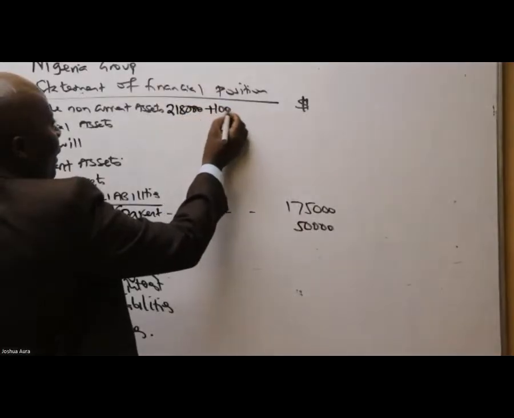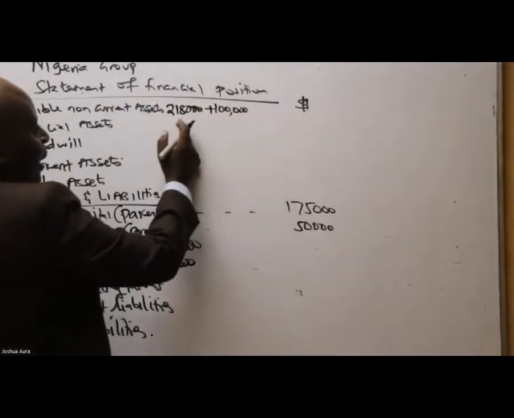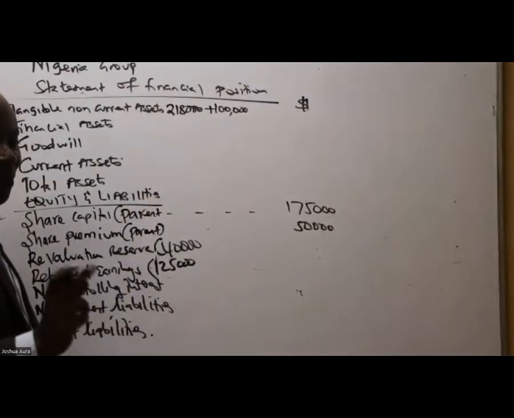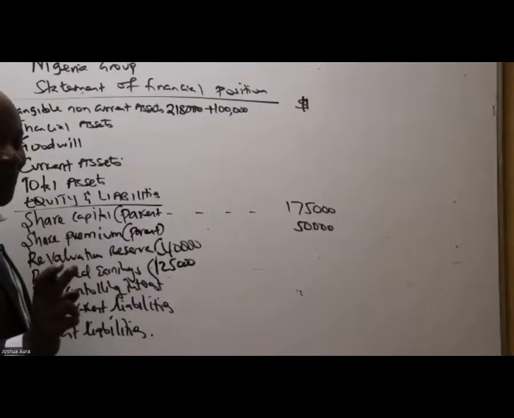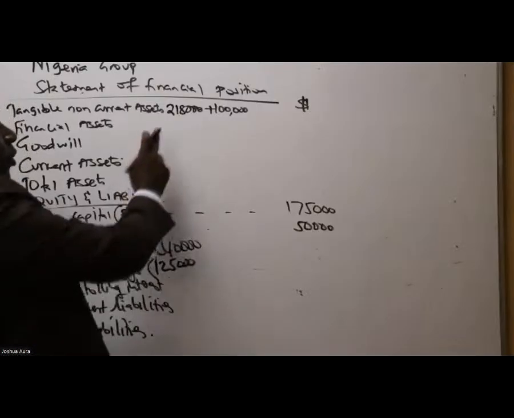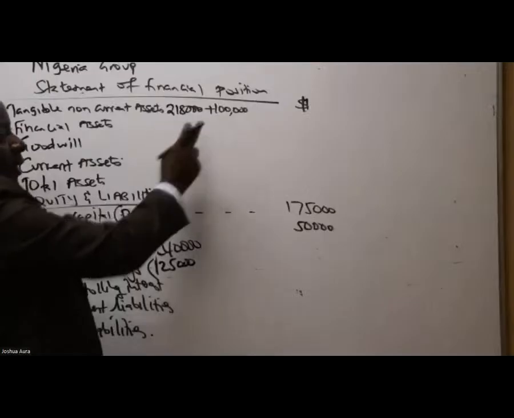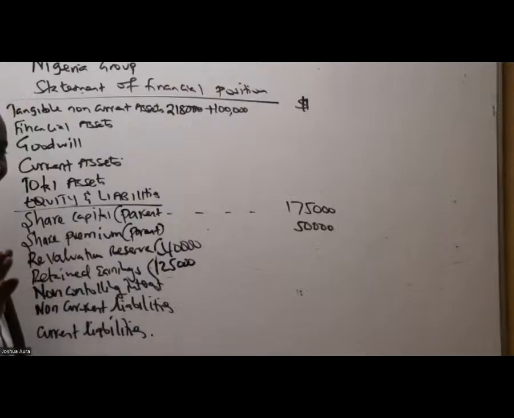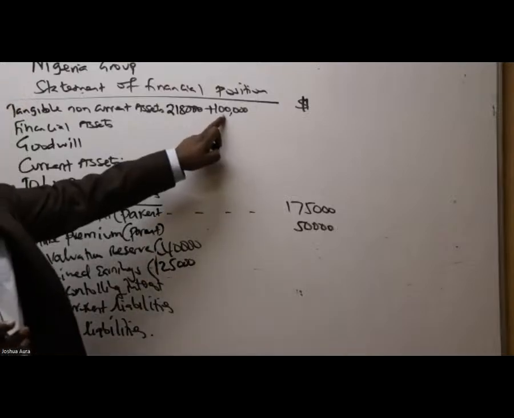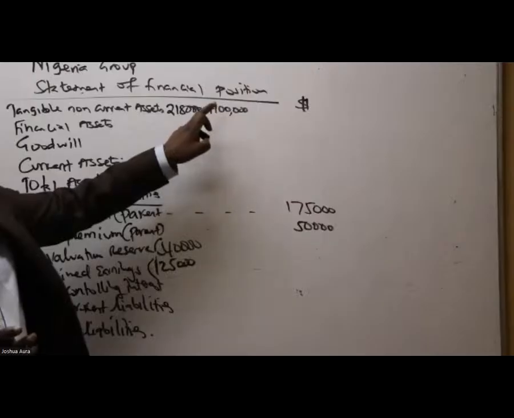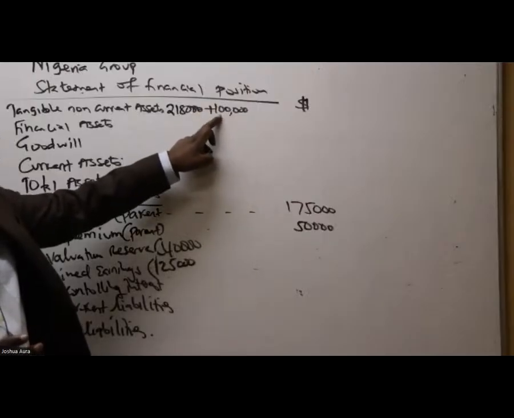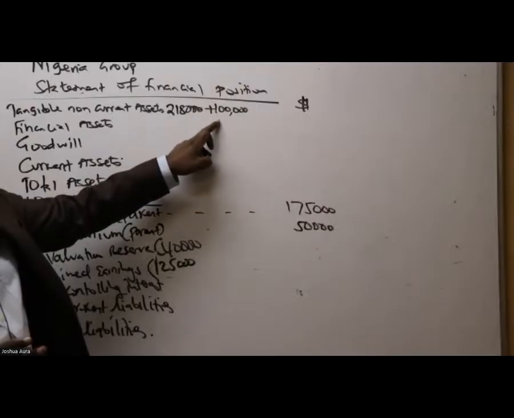But now remember that these currencies are not compatible. You can't do that. Remember, these are dollars and these are DNs. So meaning that I have to translate this 100,000. We always translate the figures of the subsidiary.